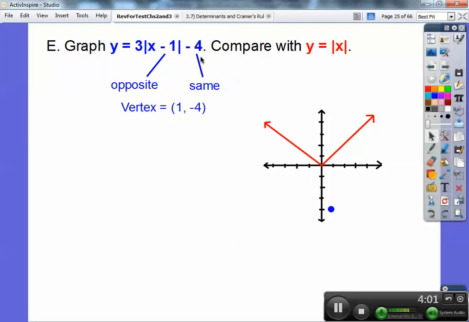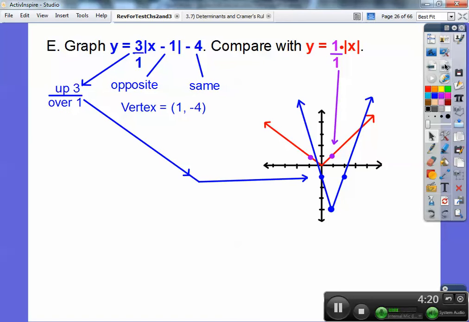All right, and then notice that there's a 1 in front of this. So this 1 is kind of a slope, you guys. It went up 1 over 1, up 1 over 1. So this one's going to go up 3 over 1 from this vertex right here. So up 3 over 1, and it's going to be a skinnier one right there. Okay, so there you go. So that's it right there.